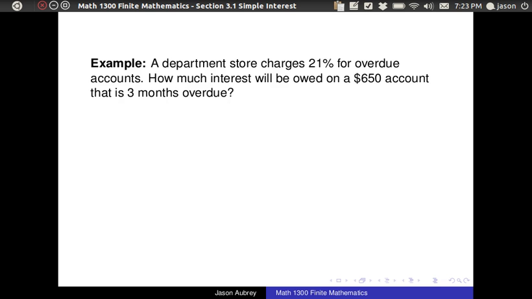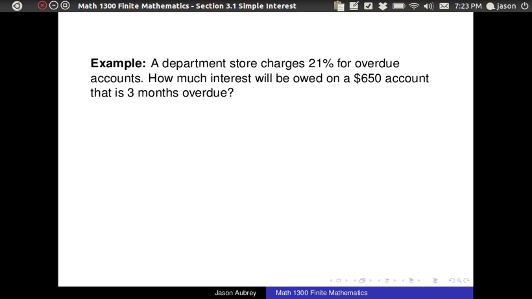So let's do an example. A department store charges 21% for overdue accounts. How much interest will be owed on a $650 account that is 3 months overdue? Okay, so we're trying to find the interest amount, and we essentially have invested $650. We have a balance of $650 on this account. The time, it's 3 months overdue, and the interest rate is 21%.